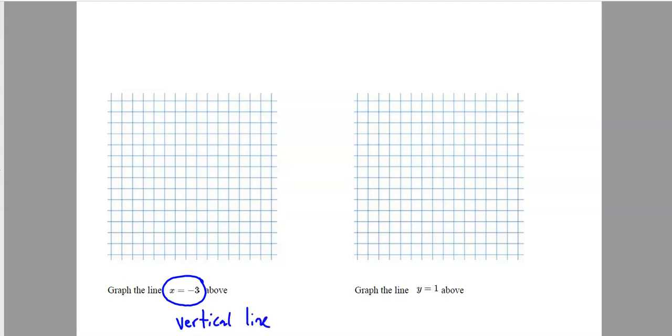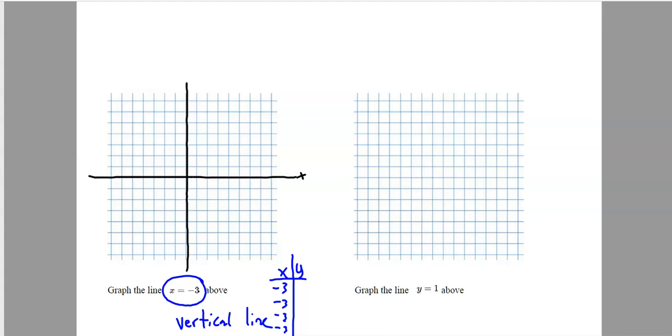It's a vertical line because remember, this just means that if you made a table of values, x is always going to be negative 3 no matter what. And y can be anything that it wants. So when I put that on a grid, it basically looks like this. Every single ordered pair right here is going to have a coordinate of negative 3 for the x-axis.